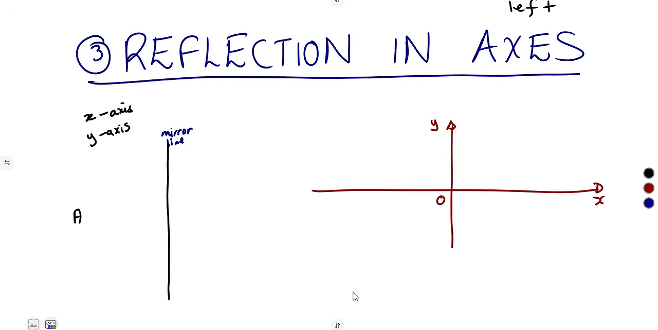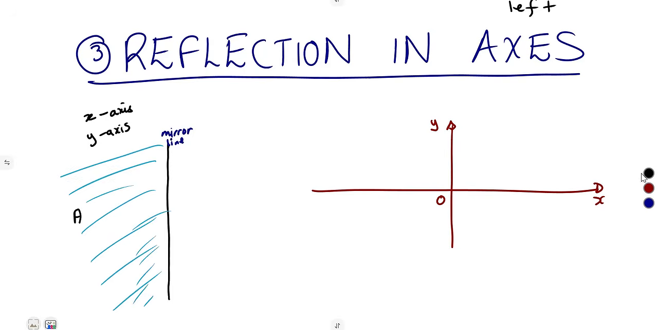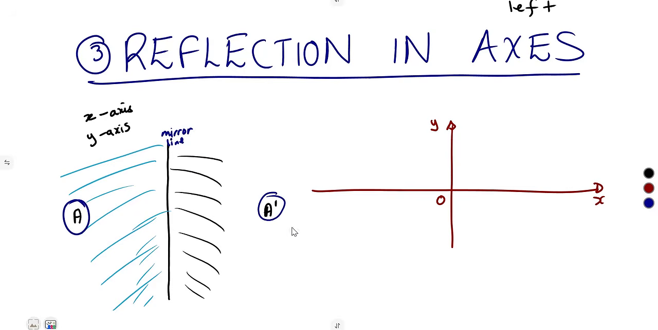When the object is on a certain position or certain side of the mirror line, this is the other side of the mirror. And we also have this side of the mirror. When the object is on one side, the image will be found on the other side. So that is where our image is going to be, on the other side.